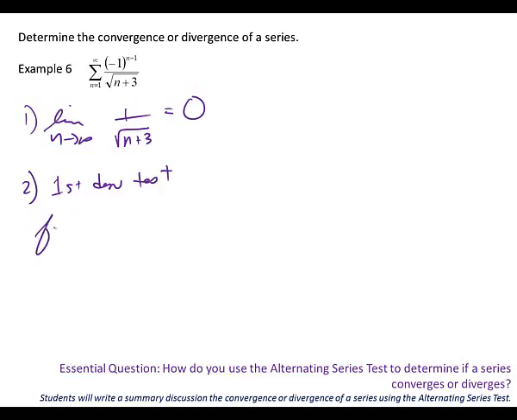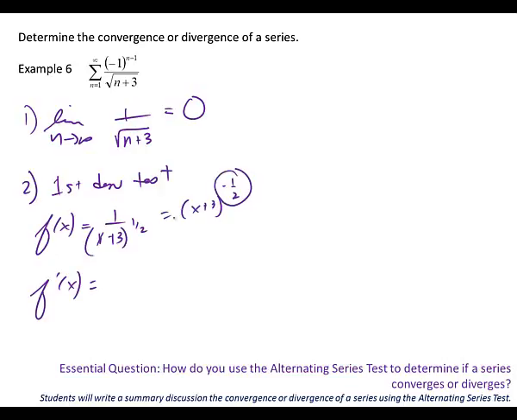So my original is f of x equals 1 over x plus 3 to the 1/2 power, which is really x plus 3 to the -1/2 power. All right, so f prime of x equals, what are we going to do with this? Bring it to the front. So -1/2 x plus 3 to the what?